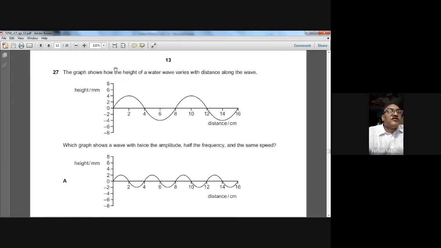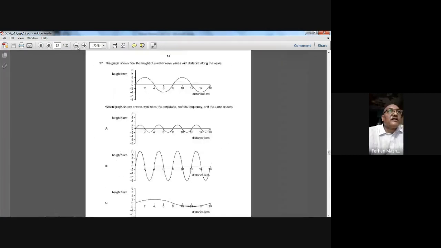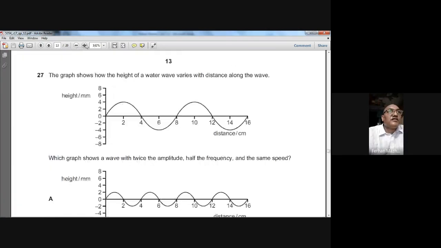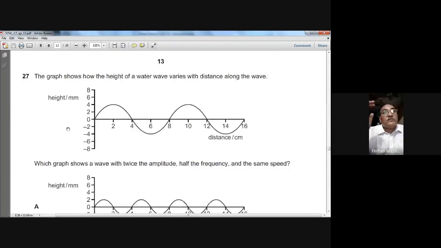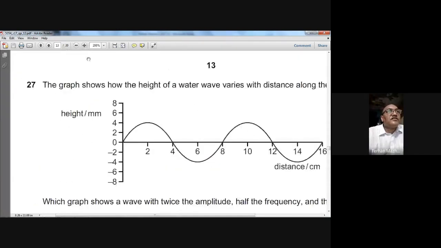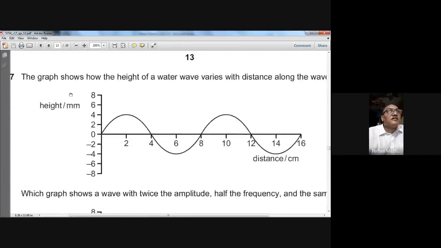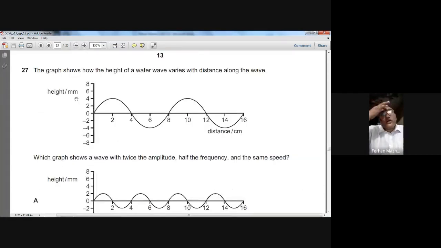Okay, on your screen we have question number 27. Let me first note it down. Let me increase the size. I will show you this one by one, step by step. The graph shows how the height of a water wave varies with the distance along the wave. So it's a displacement-distance graph.